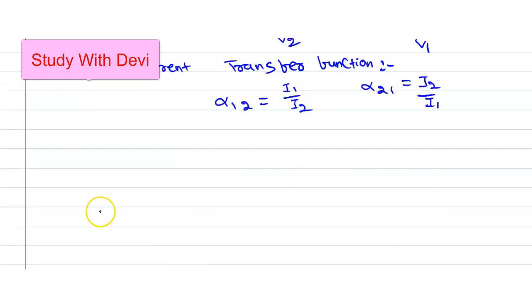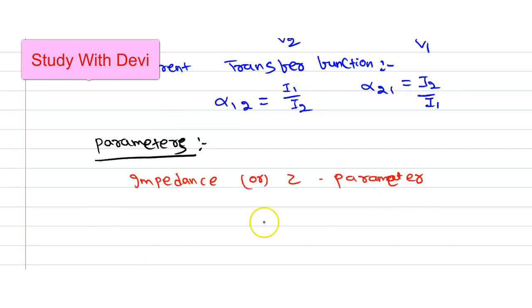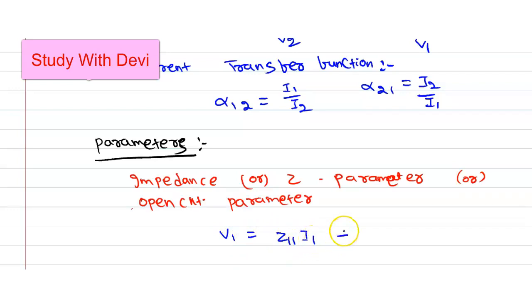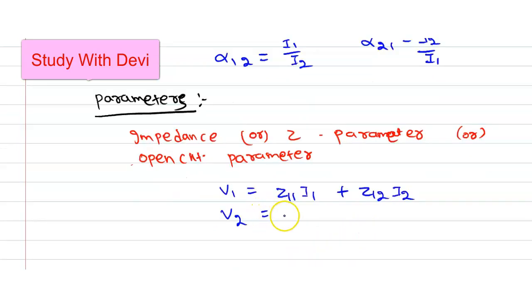The different parameters. Our first parameter is impedance or Z parameter, which is otherwise known as open circuit parameter. How can we write it? It is V1 equal to Z11 I1 plus Z12 I2, V2 equal to Z21 I1 plus Z22 I2.